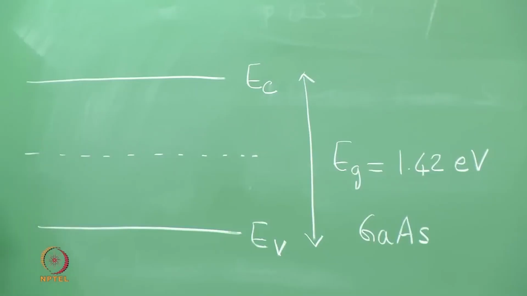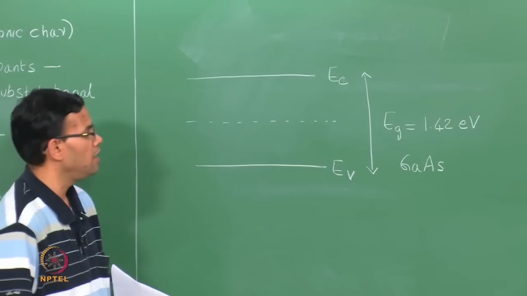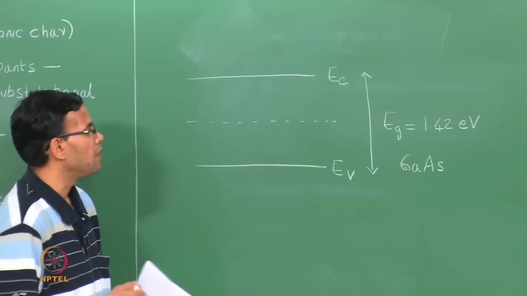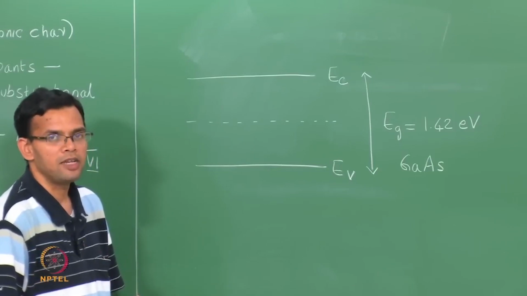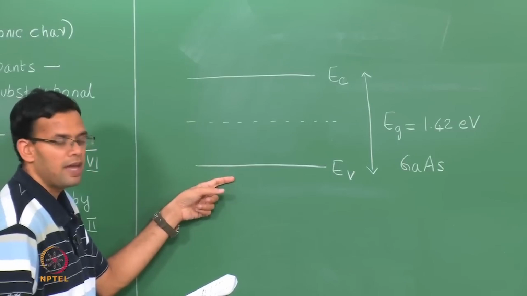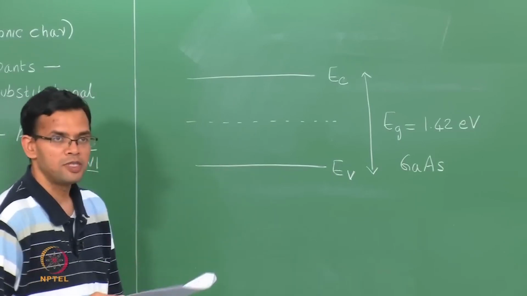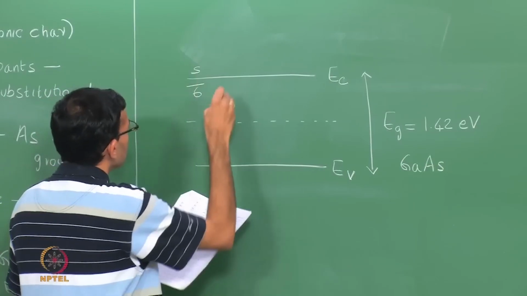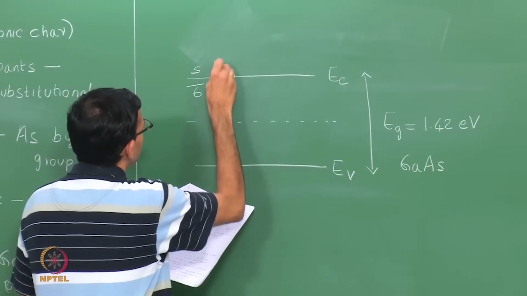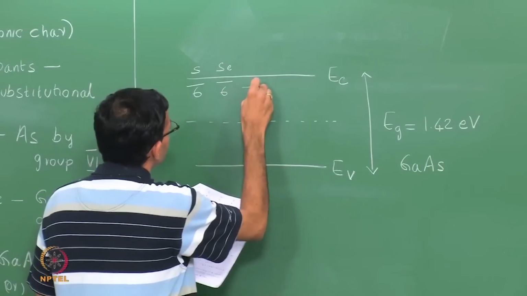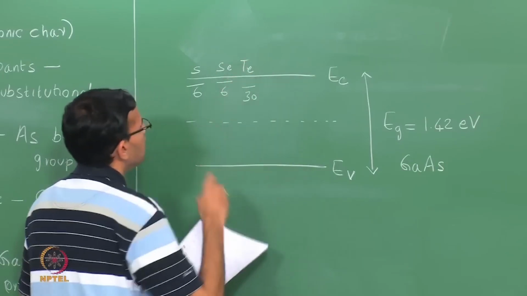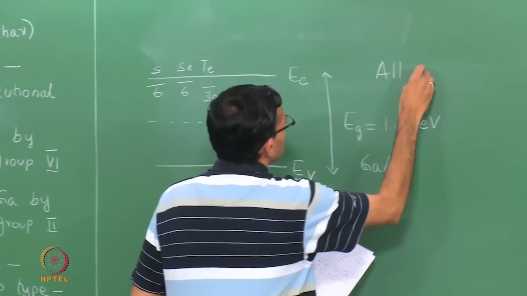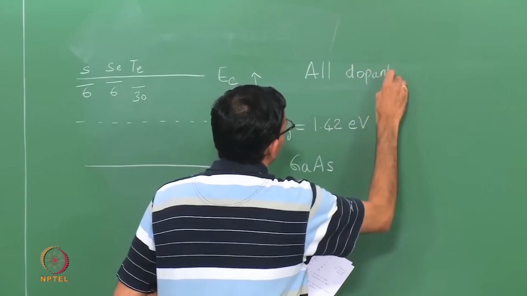So, if you look at the various elements, the group 2 and the group 6 elements, these will essentially form impurity states in the band gap of gallium arsenide, and depending upon whether they are n type or p type, they will be located either close to the conduction band edge or the valence band edge. So, if you look at the group 6 elements, these are n type. So, this one is sulfur, selenium is also very similar, tellurium is here. Again, all the dopant energies are in milli electron volts.